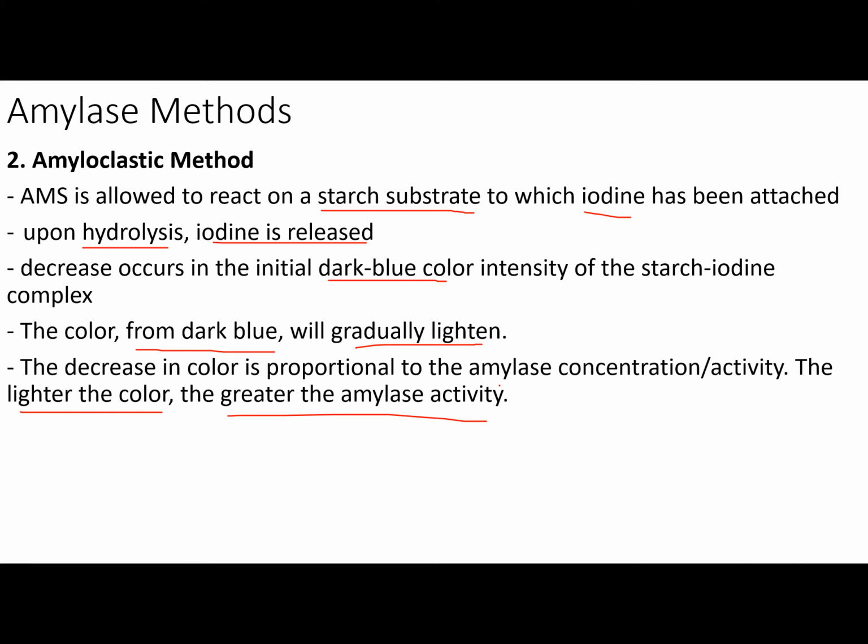So sa amyloclastic, class, mag-i-start ka from a dark blue color. And if madaas yung presence ng amylase nyo, if you have high amylase in your sample, it would lead to a lighter color. So from dark blue, pwede siya maging blue to light blue.